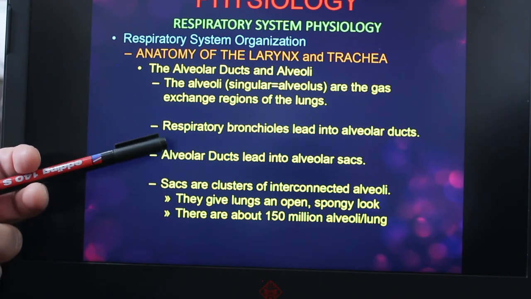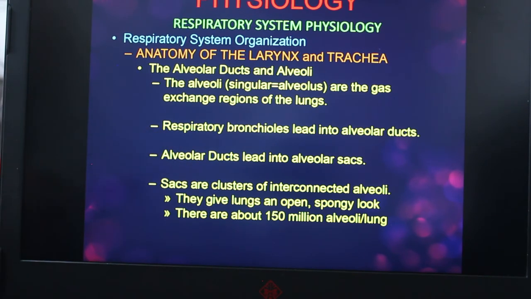Respiratory bronchioles lead into alveolar ducts. Alveolar ducts lead into alveolar sacs. And sacs are clusters of interconnected alveoli. They give lungs an open, spongy look. And there are about 150 million alveoli per lung, which makes it 300 million alveoli for two lungs.